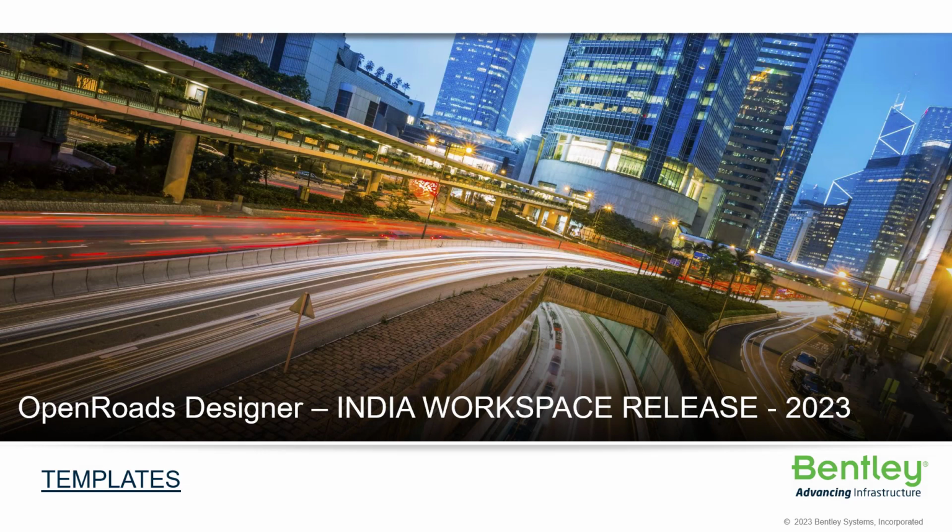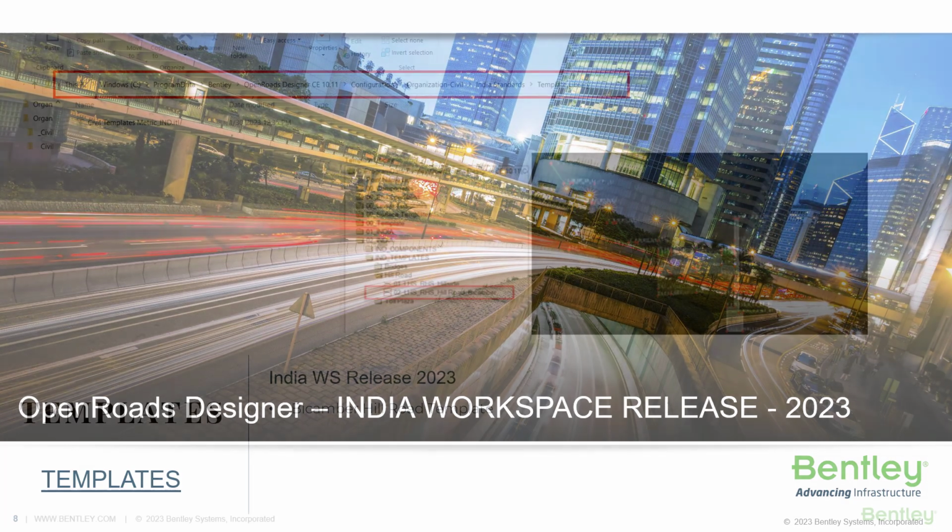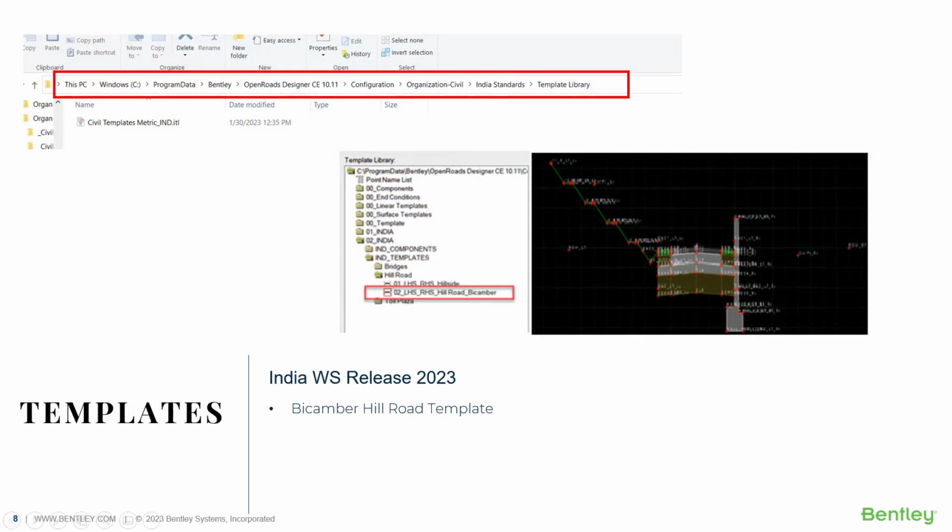Moving on, the next feature we have is the templates. In OpenRoads Designer, typical cross sections of roads, or TCS, are termed as templates. Users can use the templates available in the template library of the India Workspace, that is the civil templates metric underscore IND file. This is an ITL file, a collection of templates or template libraries, and it is shareable.